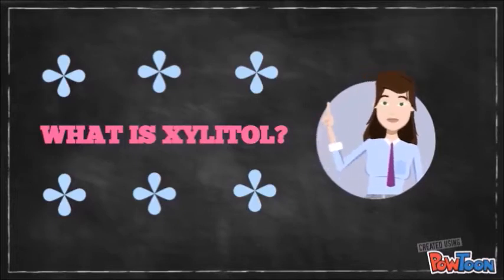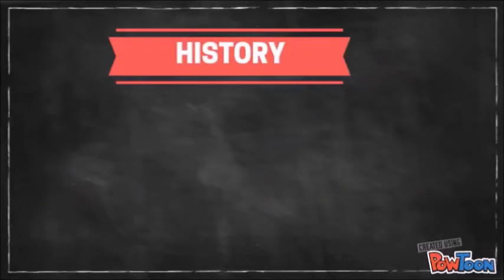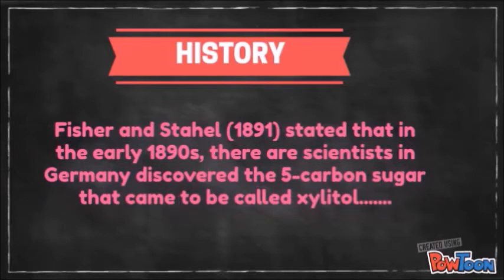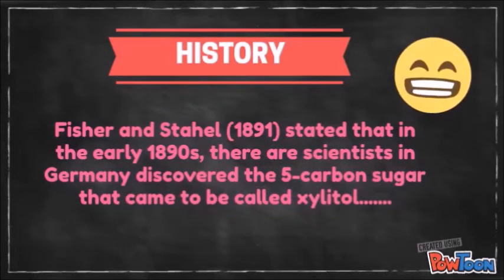Then, where does this xylitol come from? Do you guys know? Fischer and Stahl, in 1891, stated that in the early 1890s, a scientist in Germany discovered the 5-carbon sugar that came to be xylitol. During World War II, various countries experienced a shortage of sugar, which led to the use of xylitol as a sugar substitute.